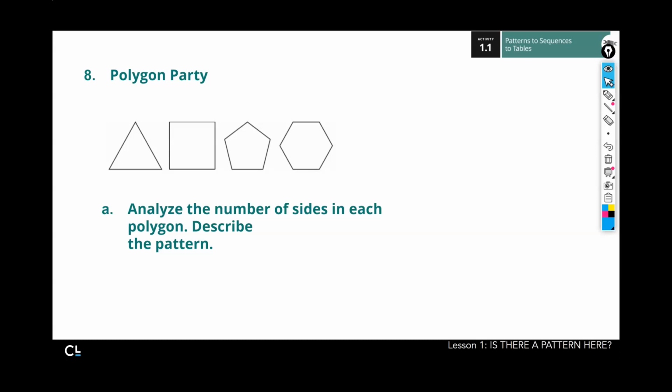Polygon party. Analyze the number of sides in each of the polygons and describe the pattern. So let's see, we're starting out with a triangle that has 3 sides, a square with 4 sides, a pentagon with 5 sides, and a hexagon with 6 sides.